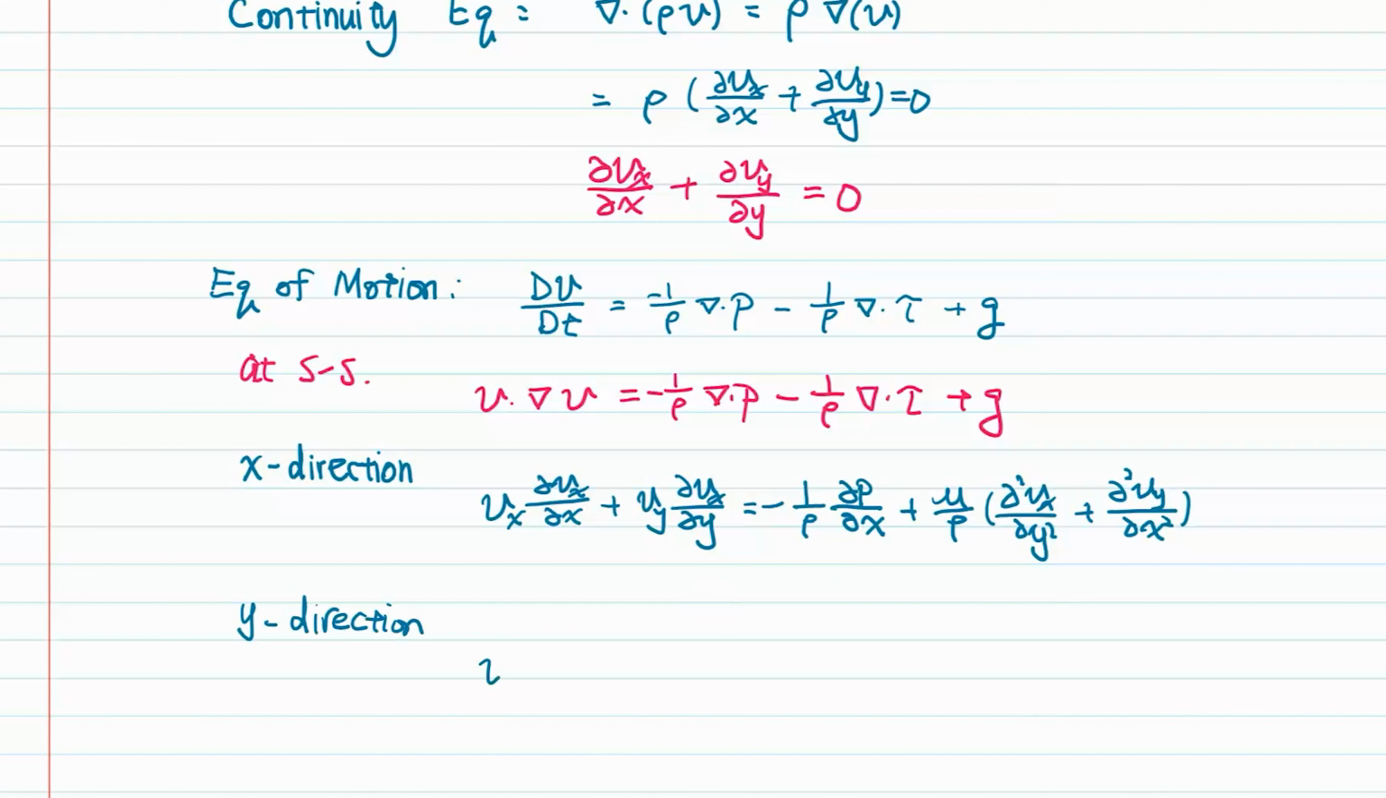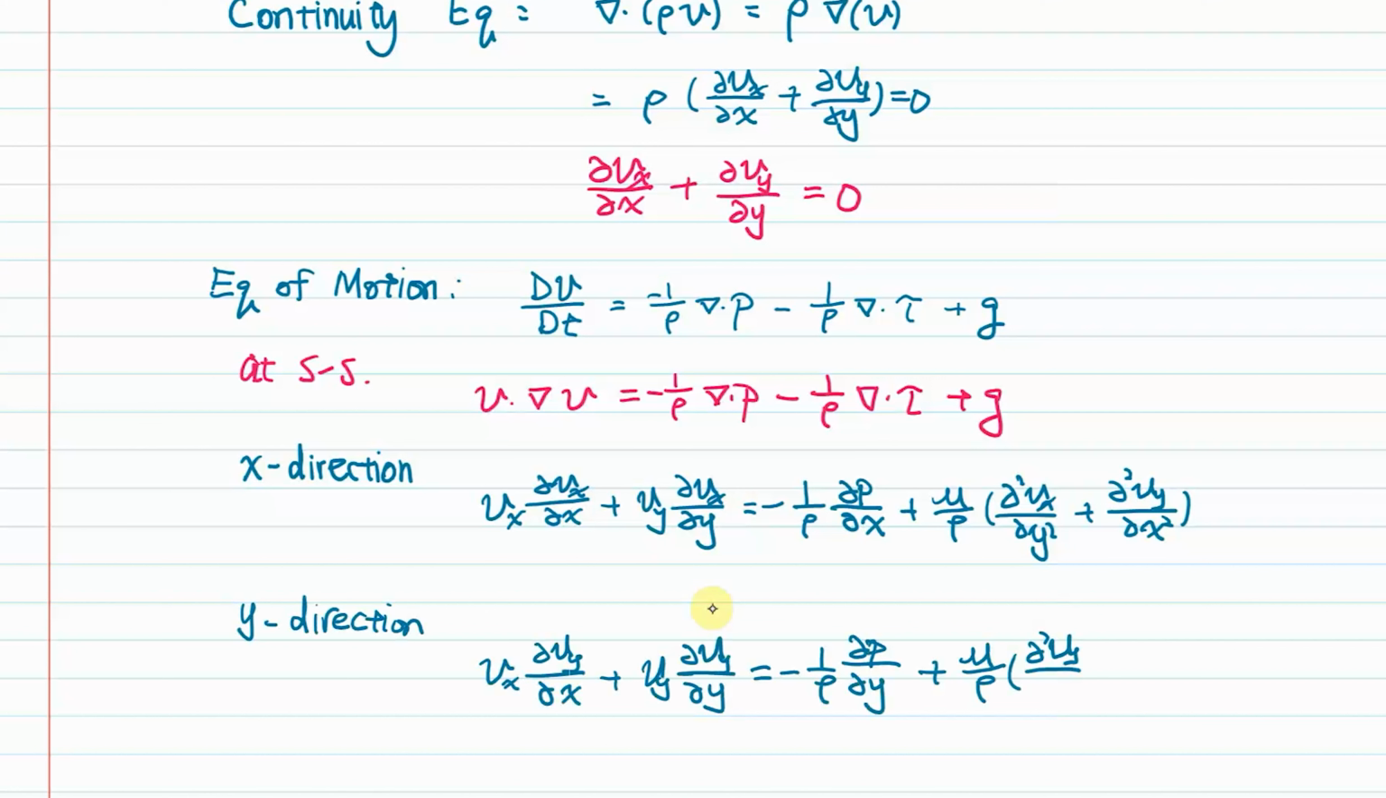We have Vx partial Vy partial x plus Vy partial Vy partial y equals 1 over rho partial p partial y plus mu over rho times partial squared Vy partial x squared plus partial squared Vx partial y squared.